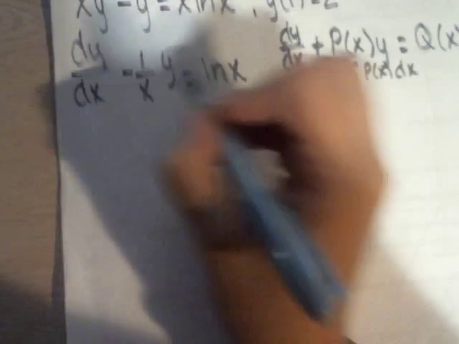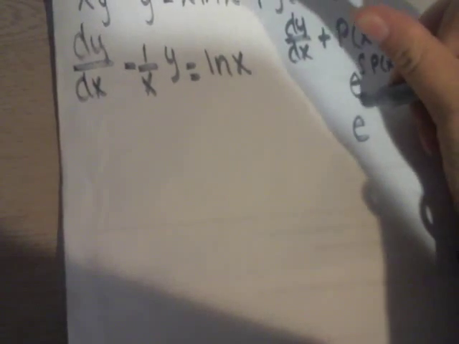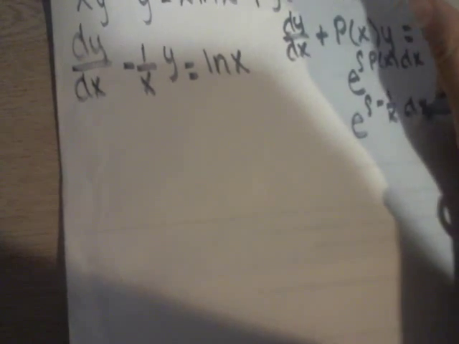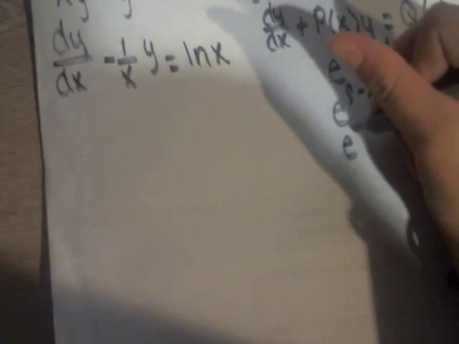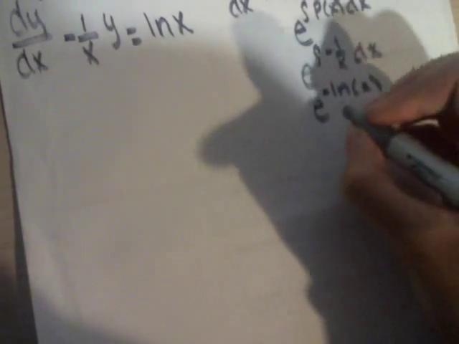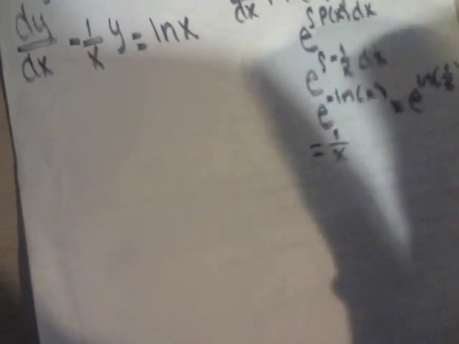So we take p of x, which is this negative 1 over x here, and we say e raised to the integral of negative 1 over x dx. To take this integral, we know that it is negative ln of x, so we have e raised to the negative ln of x. To get rid of the negative, we make it e raised to the ln of 1 over x, and those are equivalent. Next, we get rid of the e and the ln, so we are just left with 1 over x as an integrating factor.